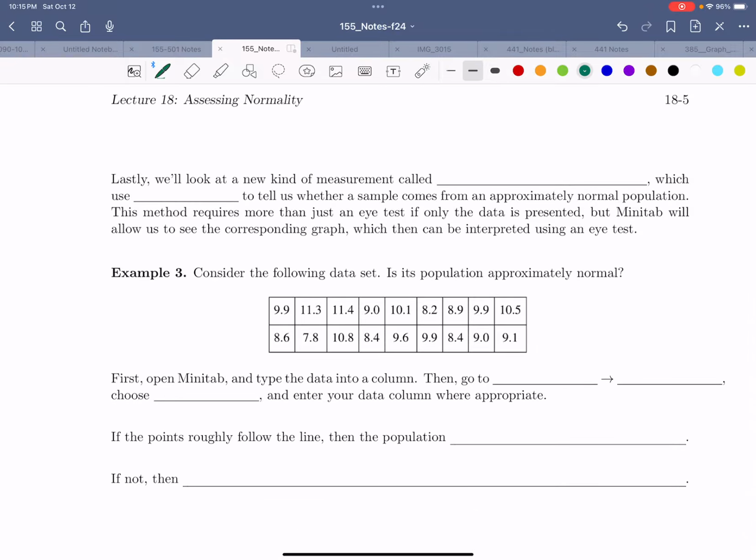Now, the last thing that we're going to do, we're going to look at another measurement called Q. Well, okay, so I think the book calls them quartile plots. I've also seen them called QQ plots. And I believe that's what Dr. Teller and I like to use. In fact, I know it because that's what I use. So we're going to say QQ plots, okay? But again, if you're doing a book problem, it might say quartile.